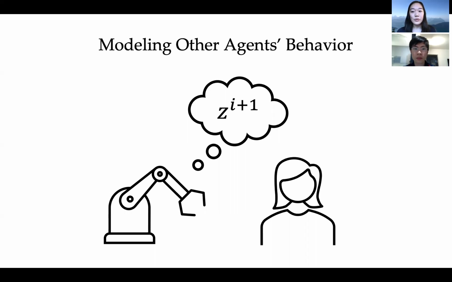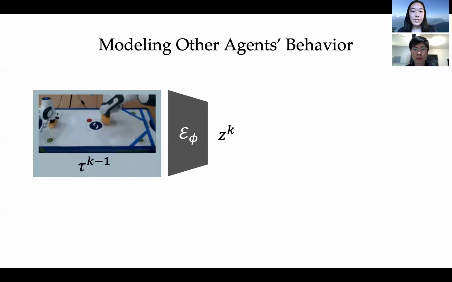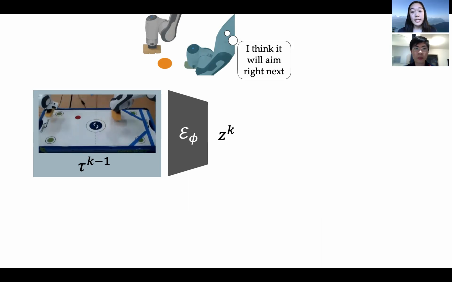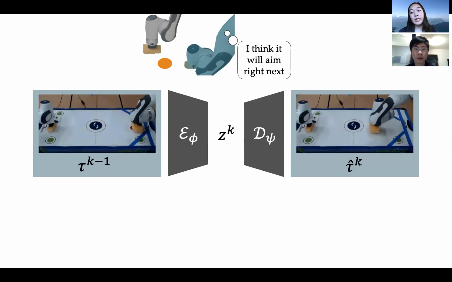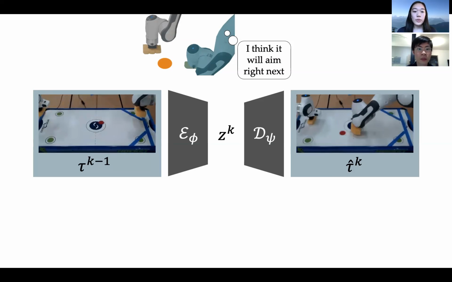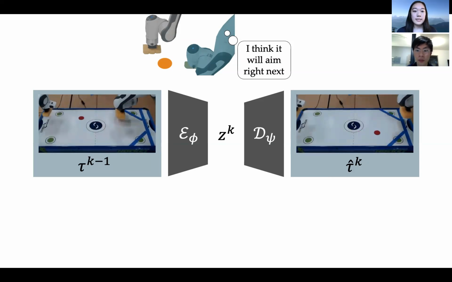Instead, our approach will try to learn a high-level representation of the other agent that can change over time. To learn this representation from data, we first train an encoder that takes in the previous interaction, tau k minus 1, and predicts the next interaction's latent strategy, zk. Then from this representation, the decoder will reconstruct the rewards and the transitions of the next interaction. The whole point of this latent representation, z, is to capture what the other agent will do next.